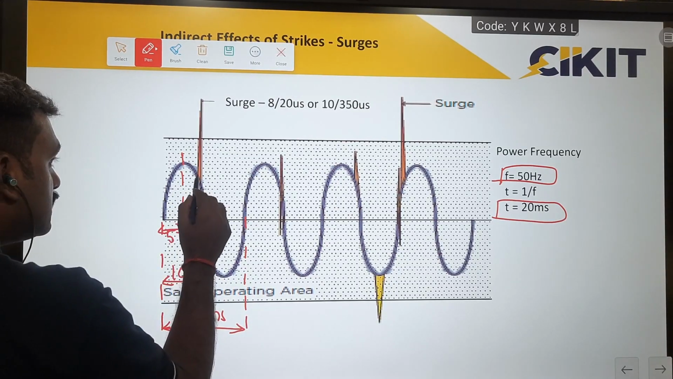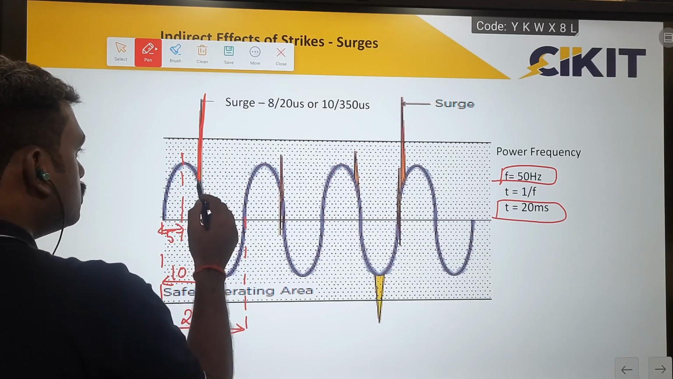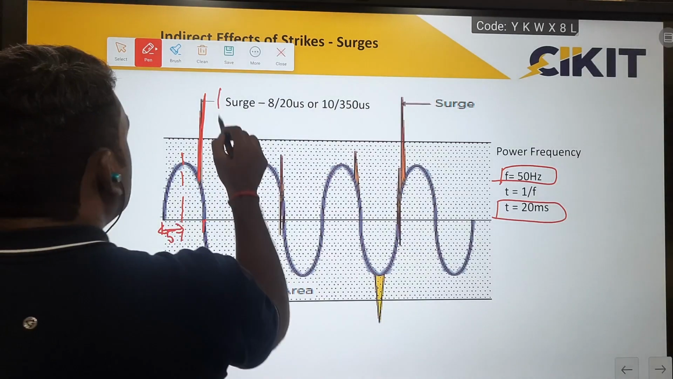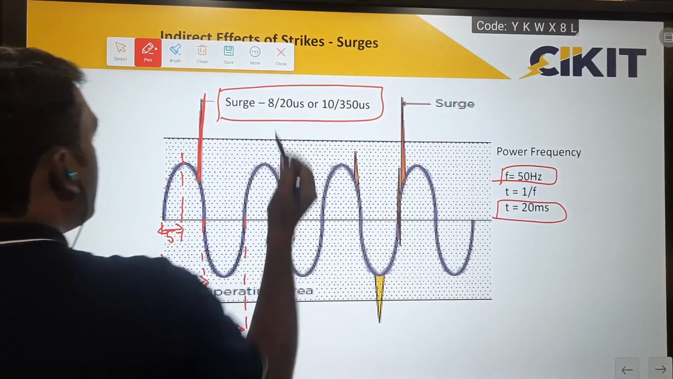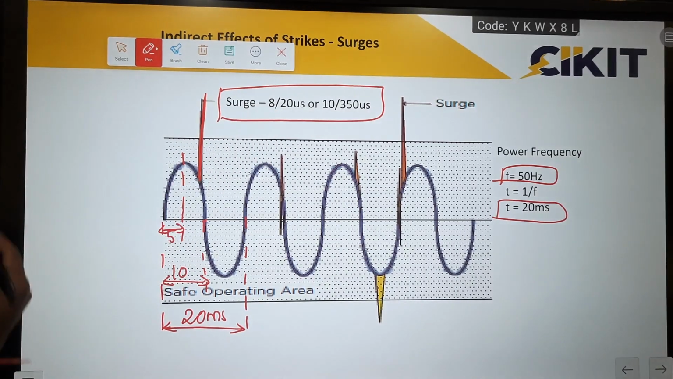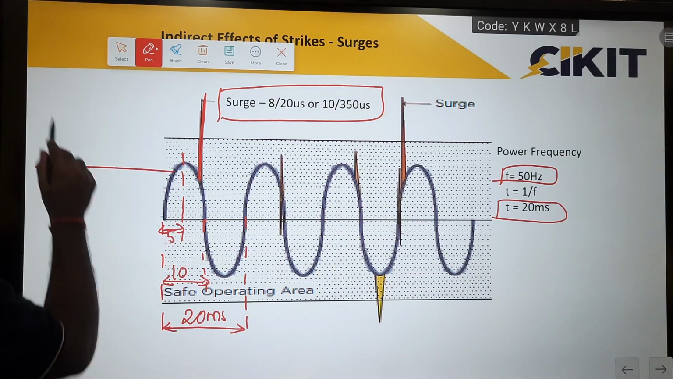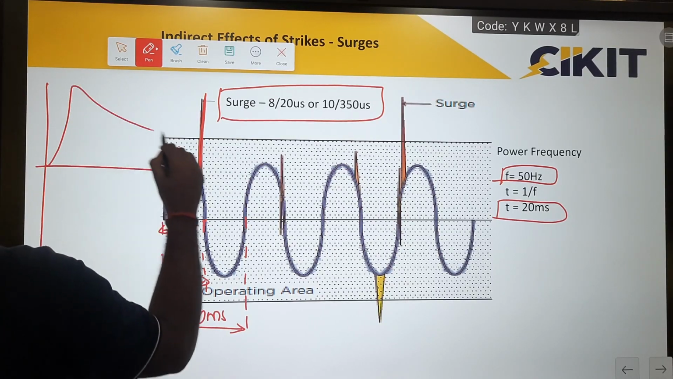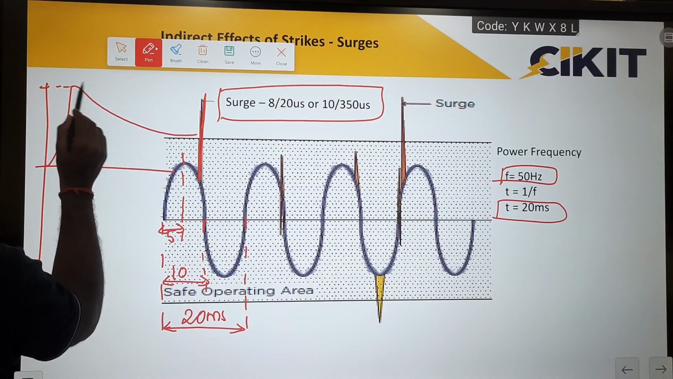If you consider the time period of surges, it is much lower in comparison. In general, surges are described as 8/20 microseconds or 10/350 microseconds. Here we are not mentioning the magnitude. Both 8 and 20, or 10 and 350, are in microseconds. The waveform will be like this.